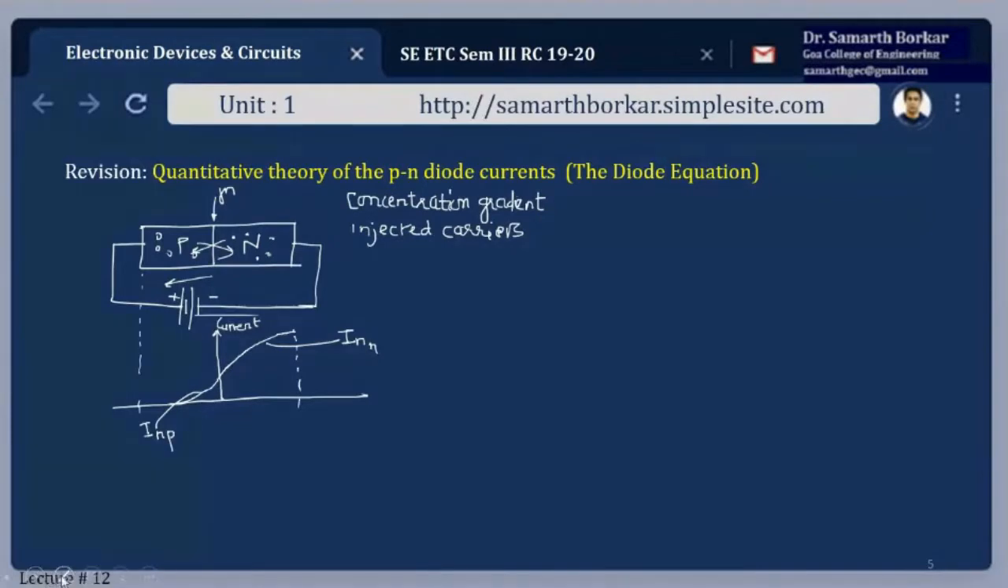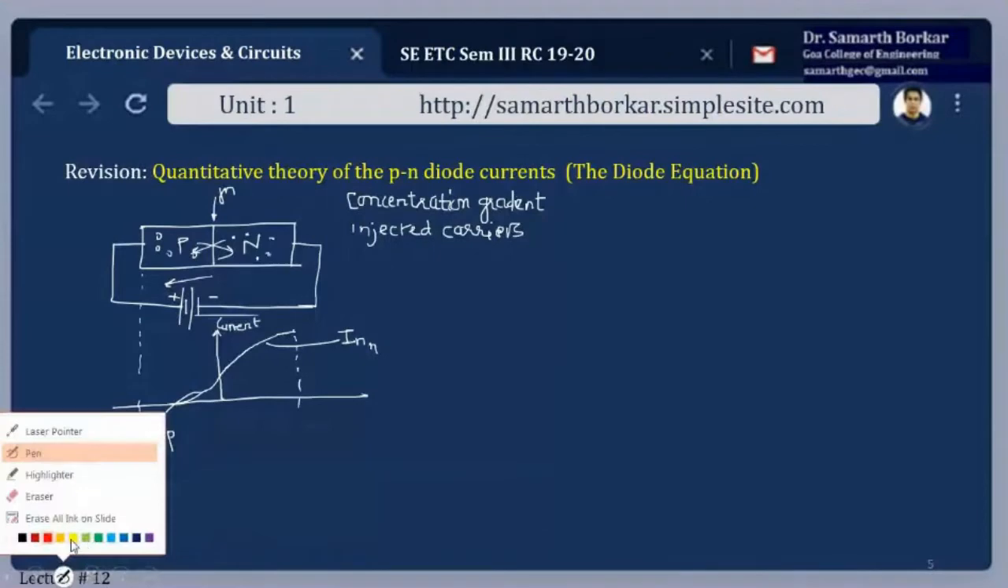Fine, let me change the color. Let us take it as yellow.